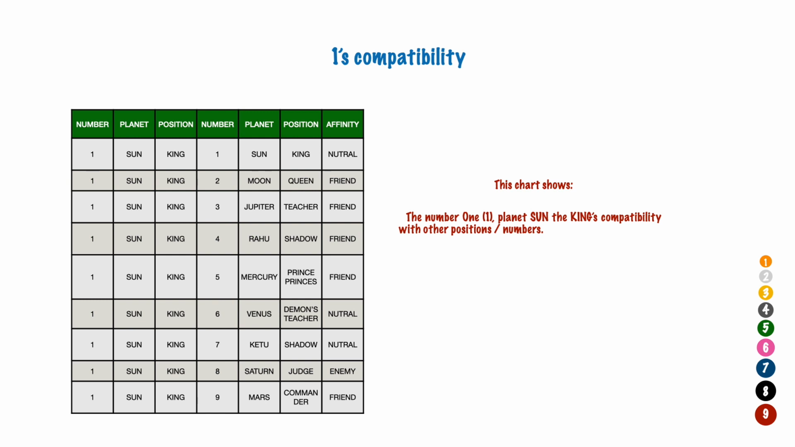Now again number 1 and number 3. What is number 3? It's a teacher. So number 1 will have a good relationship with the teacher or who is the guidance provider, right? Who has knowledge. So King will always be having a good relationship with someone who is knowledgeable. Number 1 and number 4. What is number 4? A shadow planet, a mystical person.